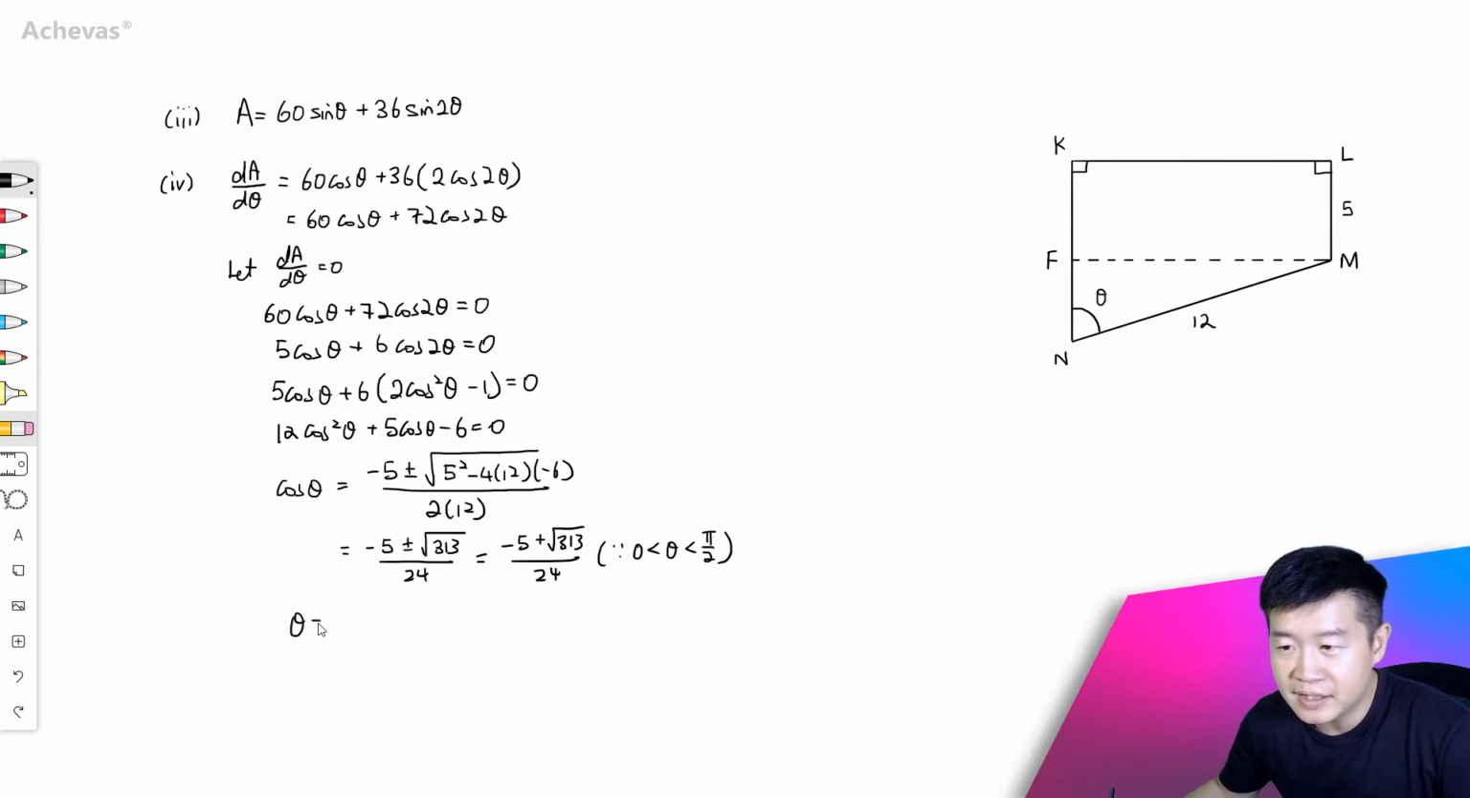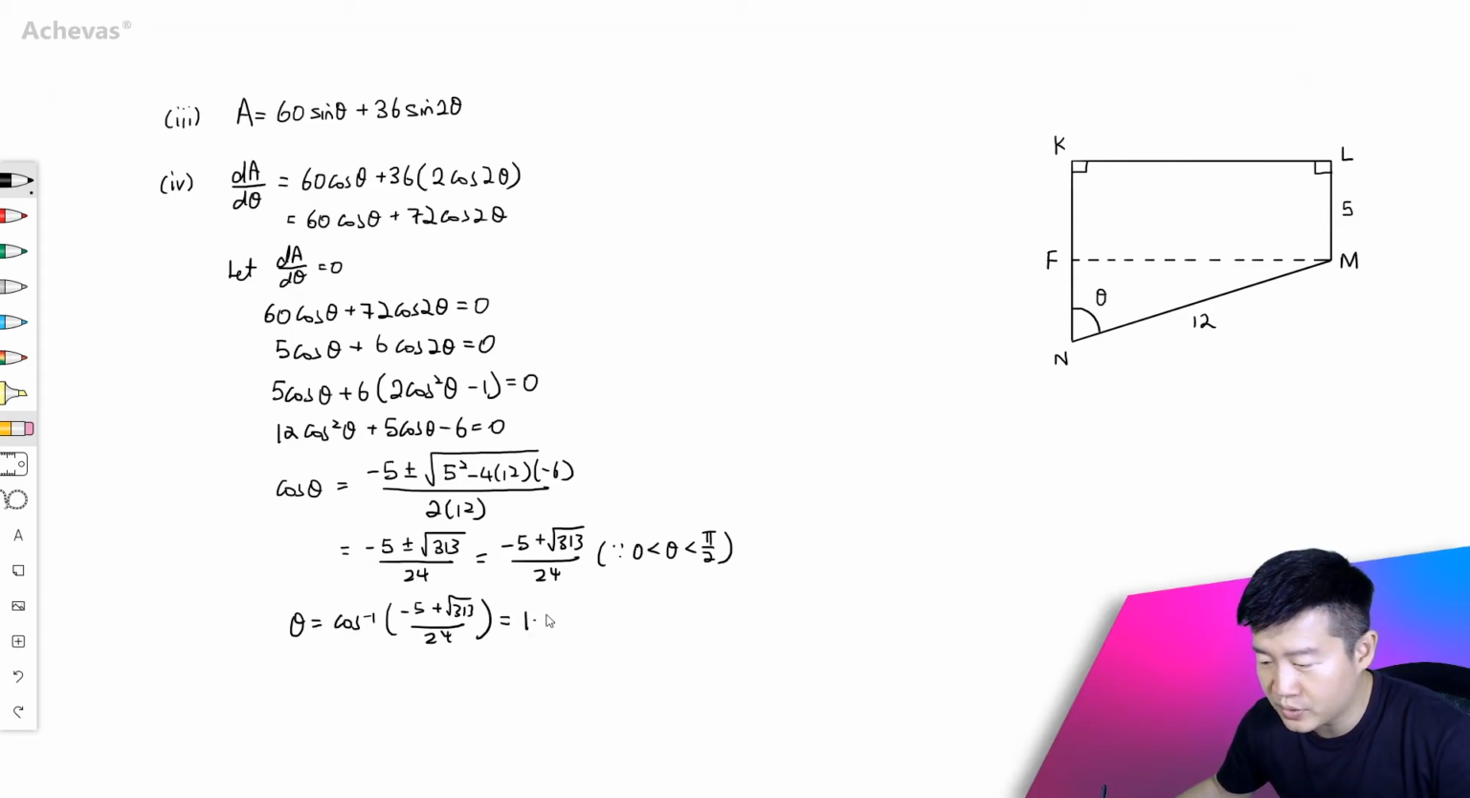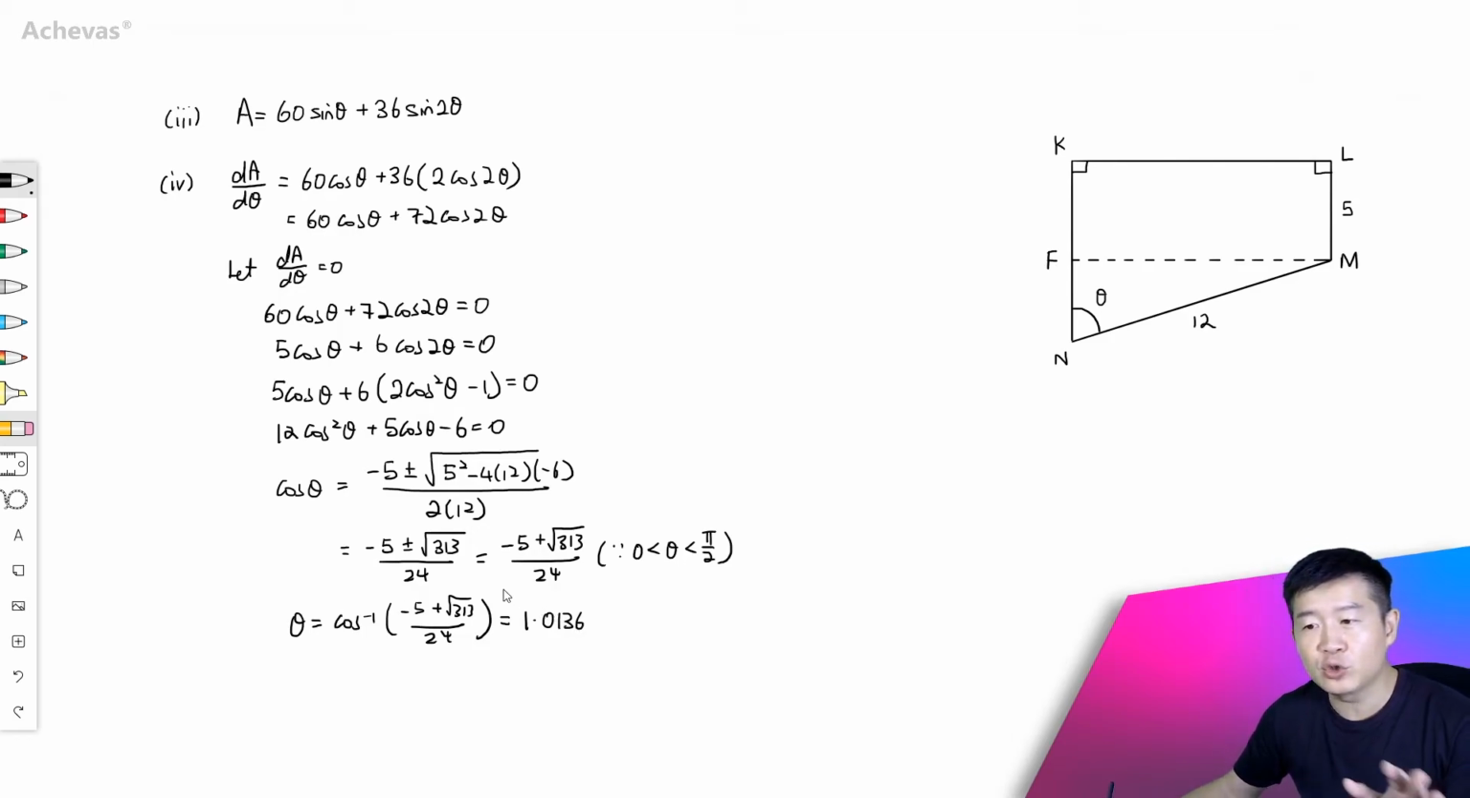Which means that theta is just simply going to be cosine inverse of minus 5 plus square root of 313 divided by 24. Pressing this into the calculator, I'm going to be getting 1.0136. We need to try to show that this, which is a value that causes A to be stationary, is also going to be a value that causes A to be a maximum.